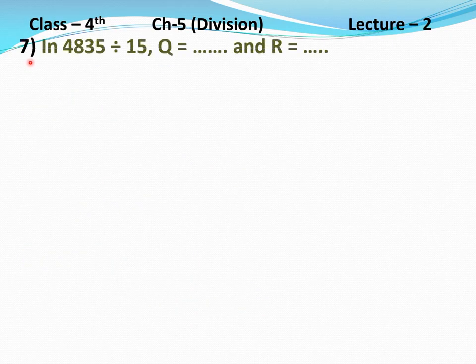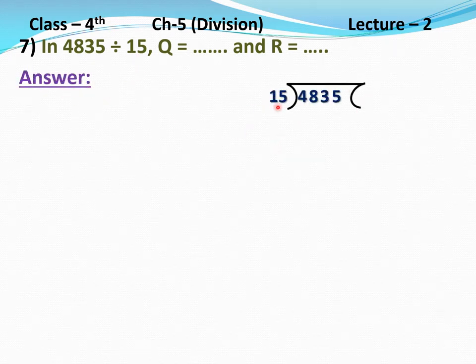Now, seventh question. In 4835 divide 15, Q equal to dash and R equal to dash. Q means quotient and R means remainder. You have to find quotient and remainder by dividing 4835 by 15. Write down answer. Make a sign like this. Write 15 here and write 4835 here.